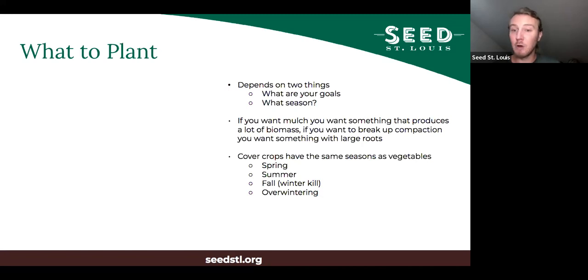And then, like I said, cover crops are basically the same as vegetables in terms of their seasons. So if you're wanting a cover crop in spring, summer, fall, or to grow over the winter, you're going to need one that grows during that time. Just like you wouldn't plant a tomato in October and hope that it overwinters, you're not going to plant a sunflower as a cover crop in October and hope that it overwinters. It's not going to work.